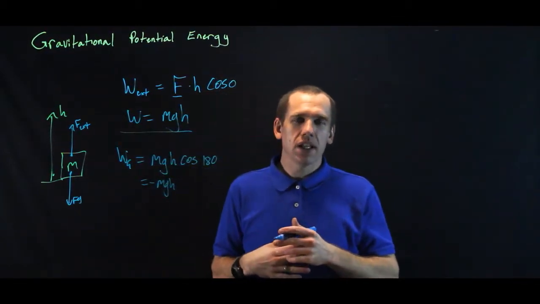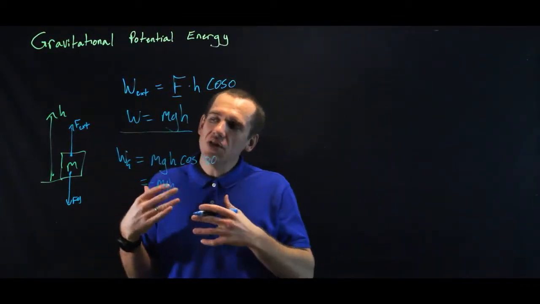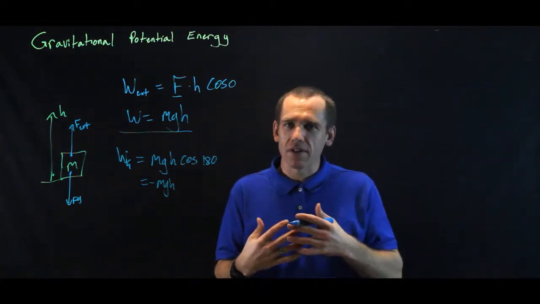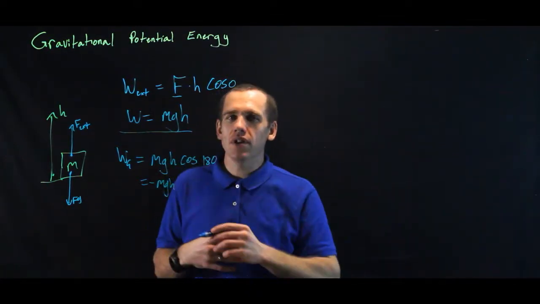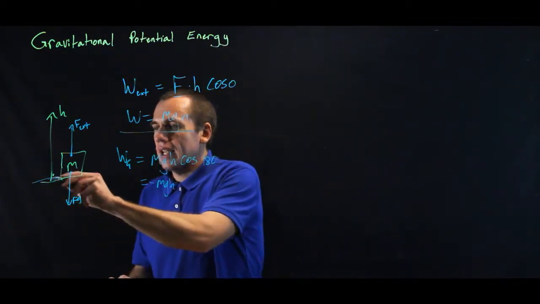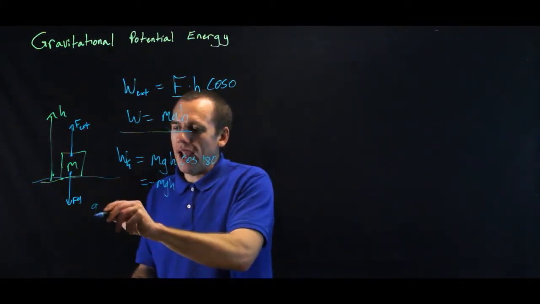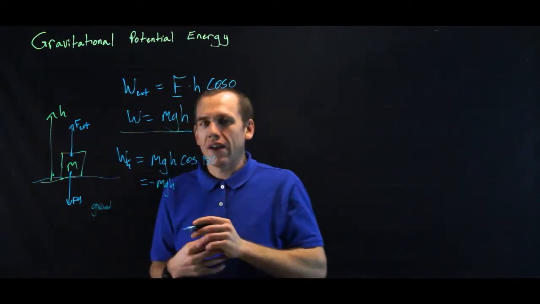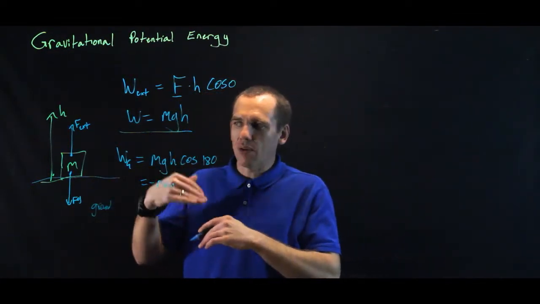call gravitational potential energy. Now, gravitational potential energy has to have a reference because that height that we move it through has to be measured relative to some 0 spot. It depends on where we put it. If it's the ground, then our 0 gravitational potential energy is the height of the ground.